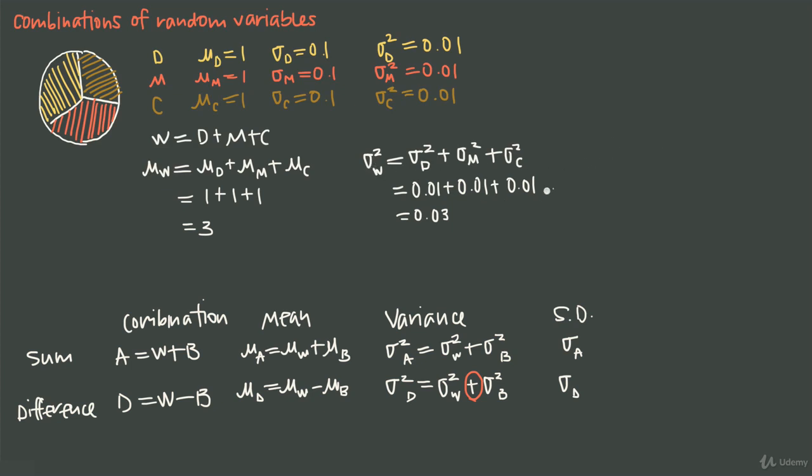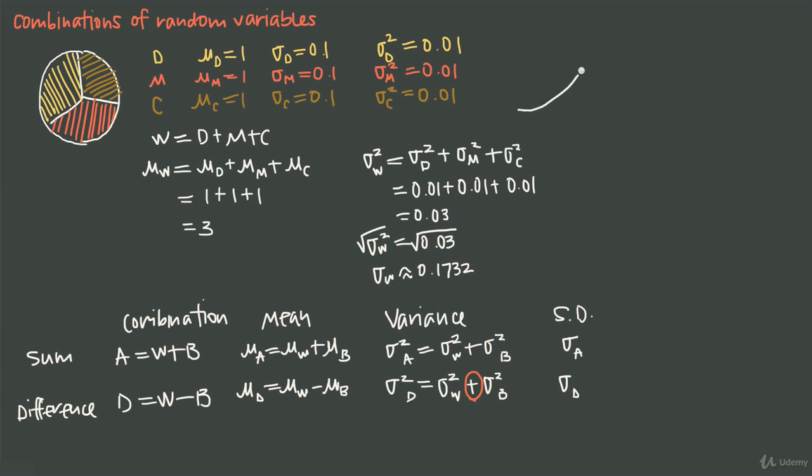Then to find the standard deviation, we just take the square root of both sides. So we say the square root of the variance is equal to the square root of 0.03. And that gives us a standard deviation of approximately 0.1732. And now that we have a mean and a standard deviation for the combination variable W, we're actually able to answer probability questions, because remember, we said that each of the original 3 variables was normally distributed, which means we know that the combination, the total weight, is also normally distributed.